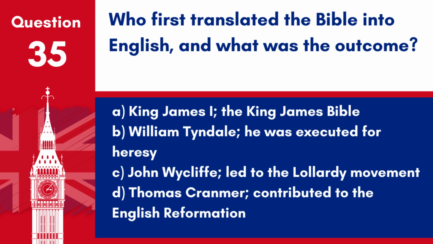Question 35. Who first translated the Bible into English, and what was the outcome? A. King James I, the King James Bible. B. William Tyndale. He was executed for heresy. C. John Wycliffe, led to the Lollardy movement. D. Thomas Cranmer, contributed to the English Reformation.